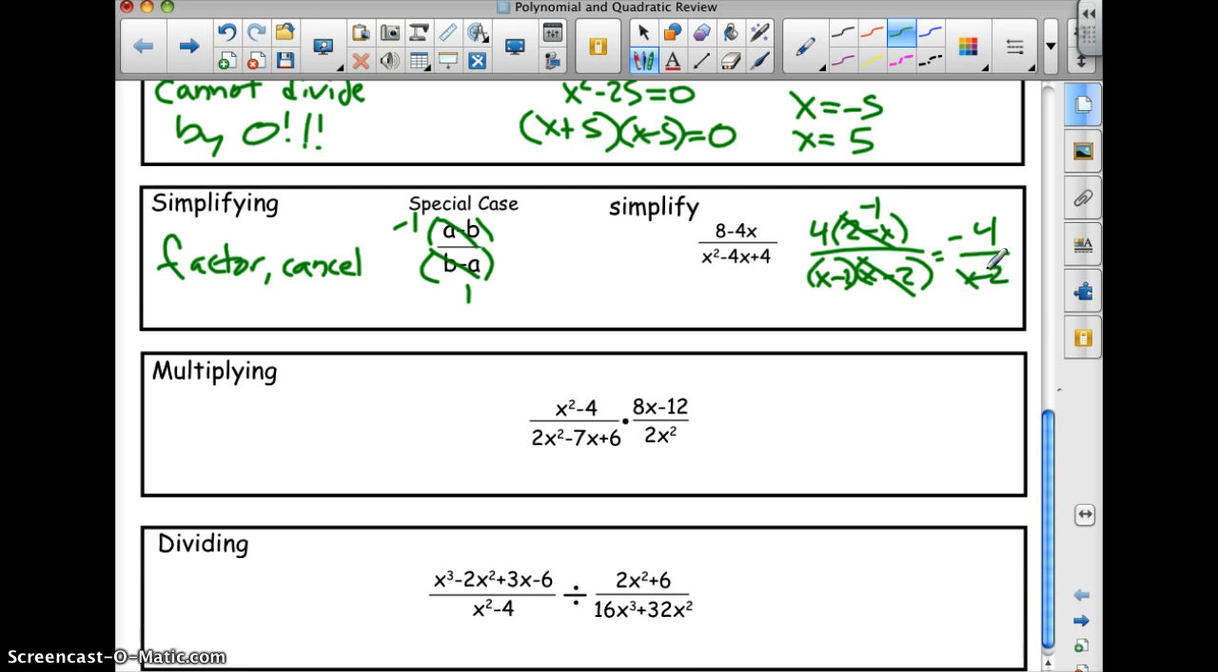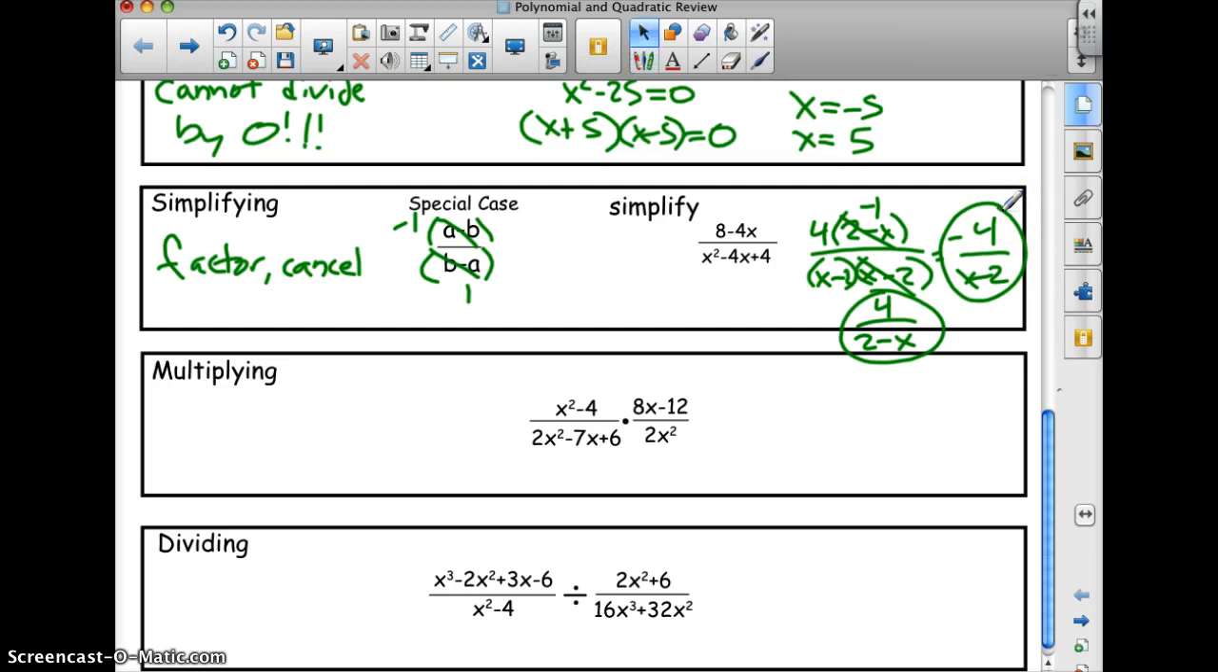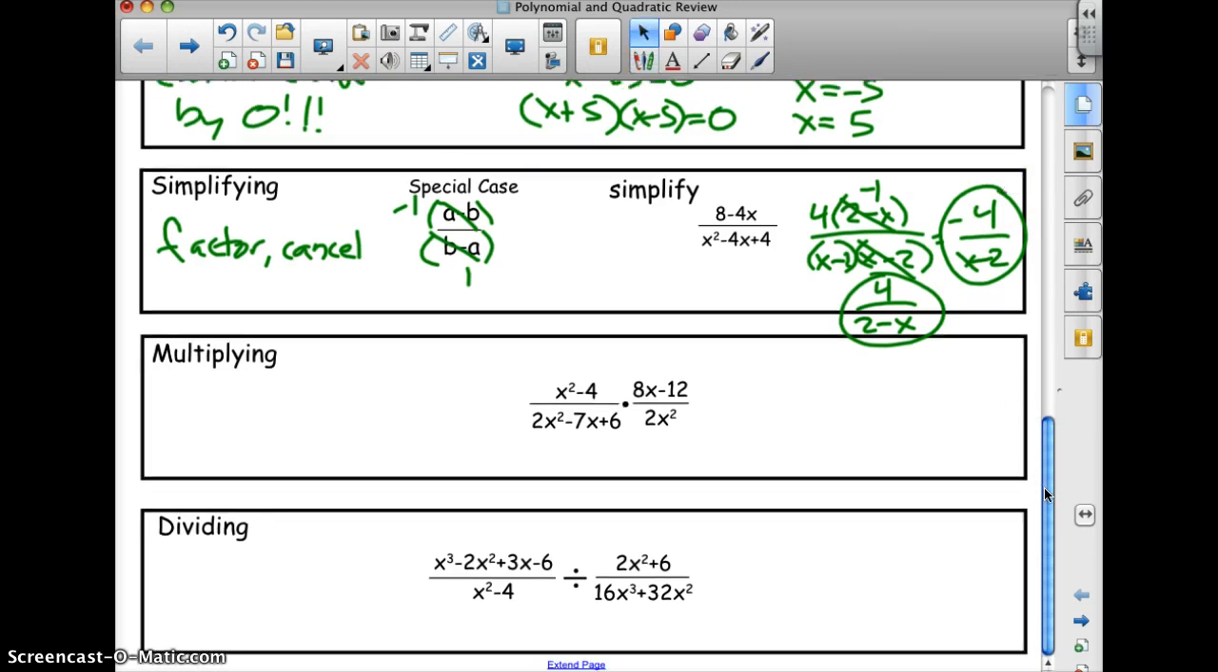Another way you might see this as a multiple choice is they won't necessarily have that choice. What they'll have instead is they'll keep the negative in the denominator, and they'll have a 4 over 2 minus x. If it was multiple choice, that quite frequently would be the answer. If you're doing it on your own without having to pick a choice, the first one I came up with is certainly adequate.